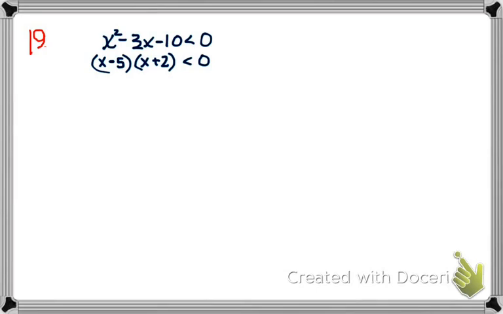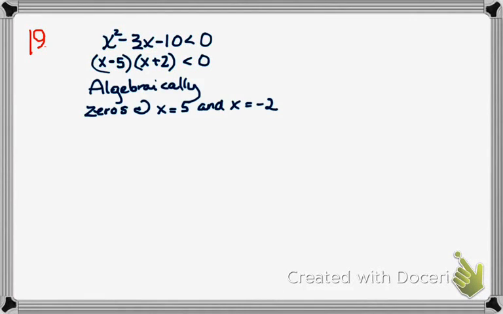Okay, let's take a look at the next question, which is number 19. You are asked to find out where this function is less than 0. Now, we have looked at this in the context of the domain, but in like manner we can still do it without it asking for domain. So first thing you want to do is to factor it.